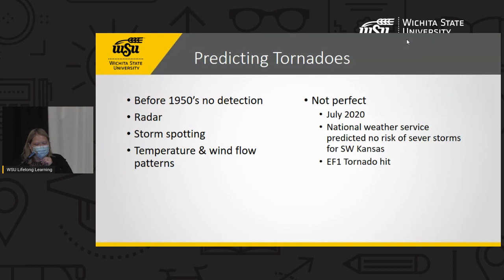And in fact, last month, the National Weather Service stated that there would be no storms at all in Southwest Kansas. There was no risk at all. It was going to be fairly nice. And an EF1, so very small tornado hit, but it did hit during a time when they said there was no risk at all of anything. So our predictions are obviously not perfect.